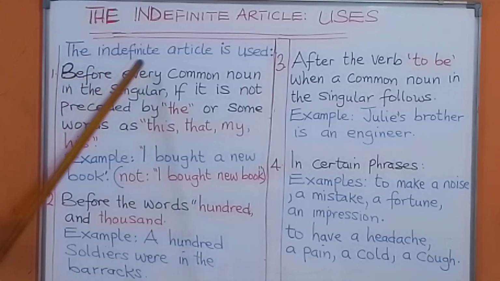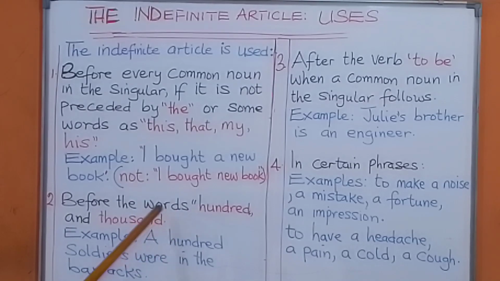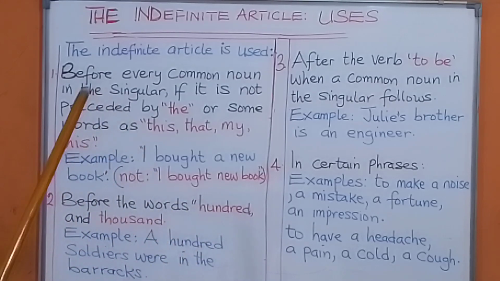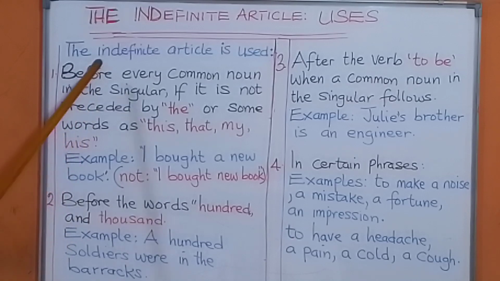Rule number 2. The indefinite article is used before the words hundred, thousand, million, billion, and so on. For example, a hundred soldiers were in the barracks. Don't say hundred soldiers were in the barracks. A hundred soldiers were in the barracks. So we say the indefinite article is used before words such as hundred, thousand, million, billion.